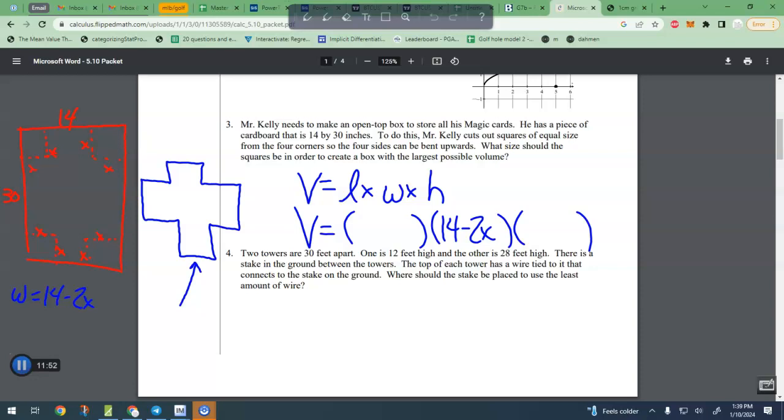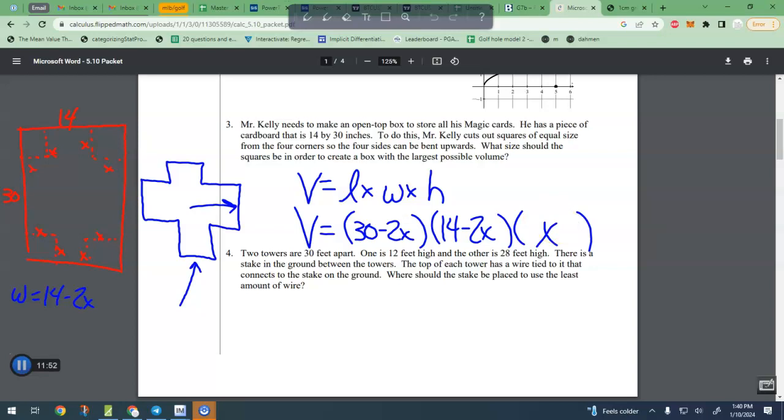The length, so the length is this distance. What's that? 30 minus 2x. Same reason. It was 30, I cut out x from that side, x from that side. And then the height is going to be what? The height is x, good, because that's the part that's going to get folded up. So this distance x will go up and become how tall it is. We're done. For today, we're done.